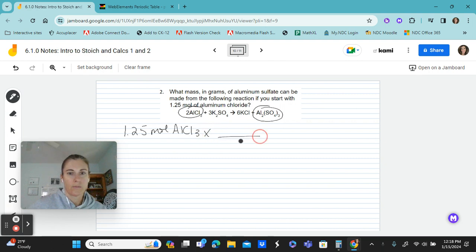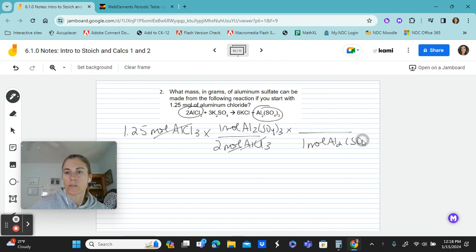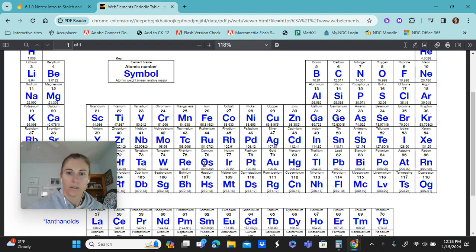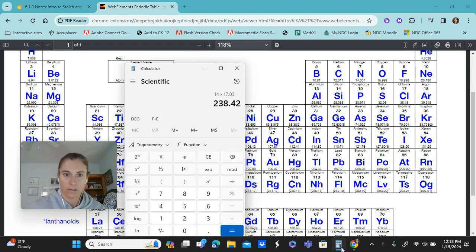All right, so we want to get rid of our moles of aluminum chloride. They need to go on the bottom. 1 mole, I know it's a lot of writing, but here we go. Aluminum sulfate on top. This cancels out. Now we want to get our molar mass of aluminum sulfate, which, go back to our periodic table and our calculator, and we have aluminum 2 times 26.98.